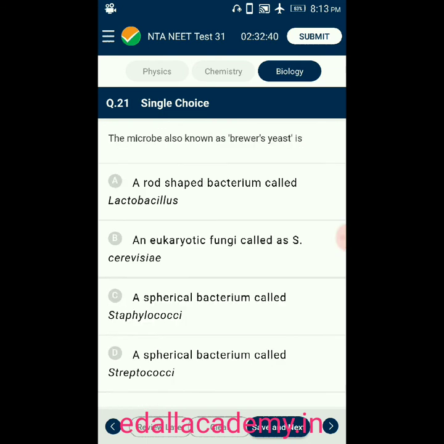Saccharomyces cerevisiae is commonly known as Brewer's yeast. It is used for bread making. It is also used for the production of beverages like whiskey, wine, brandy and rum. It is used for fermenting fruit juices and malted cereals for making ethanol. So the answer for this question is option B, an eukaryotic fungi called Saccharomyces cerevisiae.